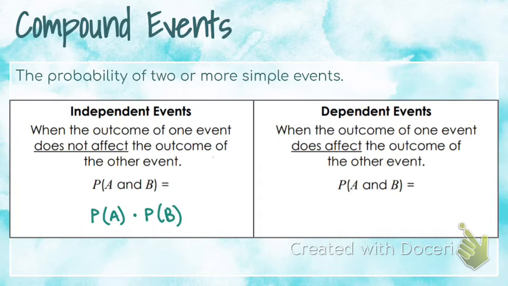Okay, this is going to make more sense as we do examples, obviously, but all right, dependent events, that means, so a dependent person relies on other people, changes with other people, you know, does the things that the people around them do. When the outcome of one event does affect the outcome of the other, that is a dependent event. And the formula is the probability of A times the probability of B after A has already happened. All right, let's dive in.